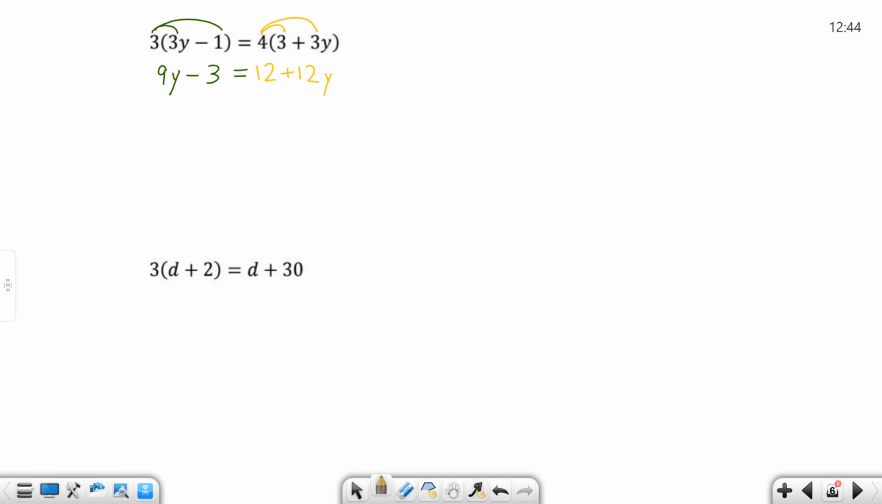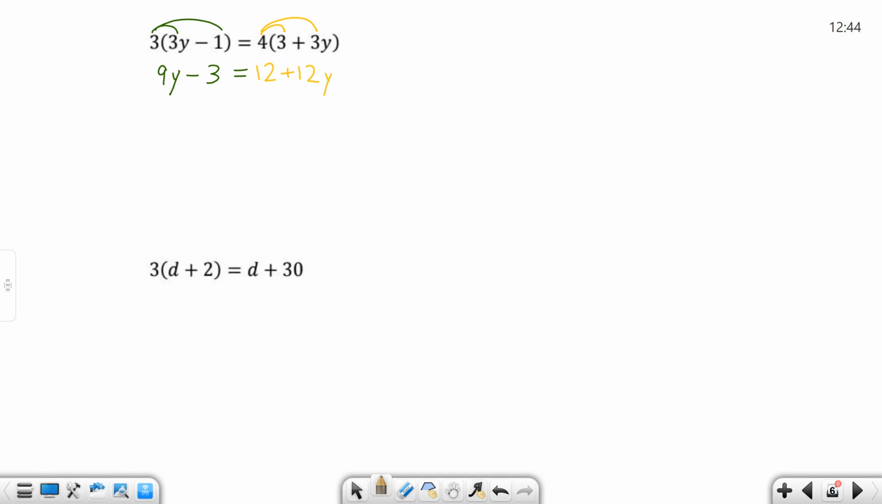What's the best move? On this problem, there is no best move. You can choose to move the 9y, you can move the -3, you can move the 12, or you can move the 12y. Now, if you tell me to move the 3, then you're not correct. There is no 3. There's a -3. Okay? But as far as it goes, there's no best move. Any of the 4 moves are the same here.